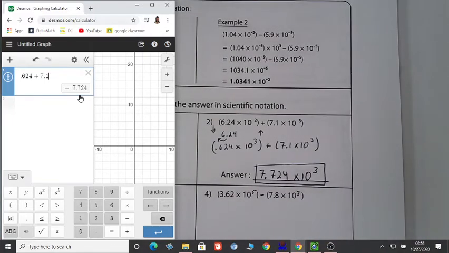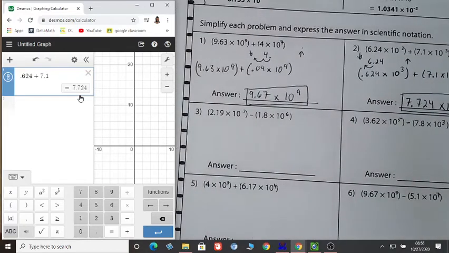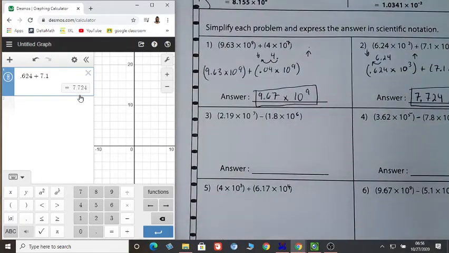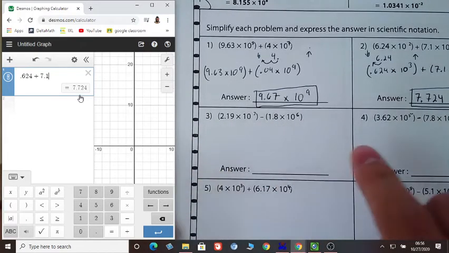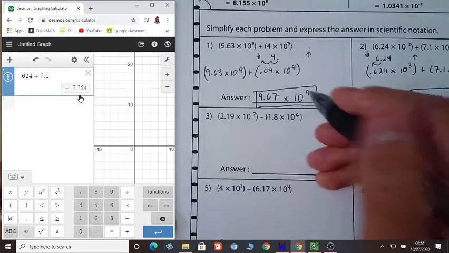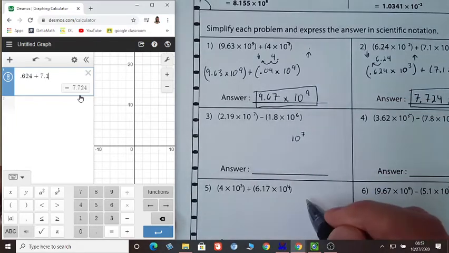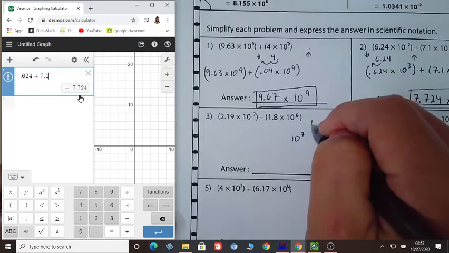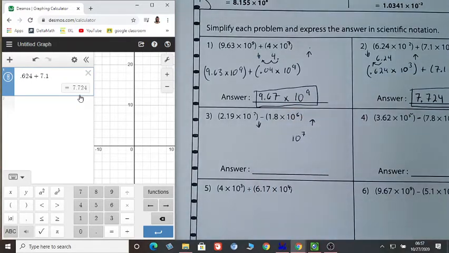Let's do number 3 and 4. So number 3. Alright, so same thing, except in subtraction. Go to the smaller exponent and make it the same as the bigger exponent. So I'm going to make this a 10 to the 7th. I made this exponent bigger, so I need to make my coefficient smaller. When you make it smaller, we're always going to go left with the decimal.